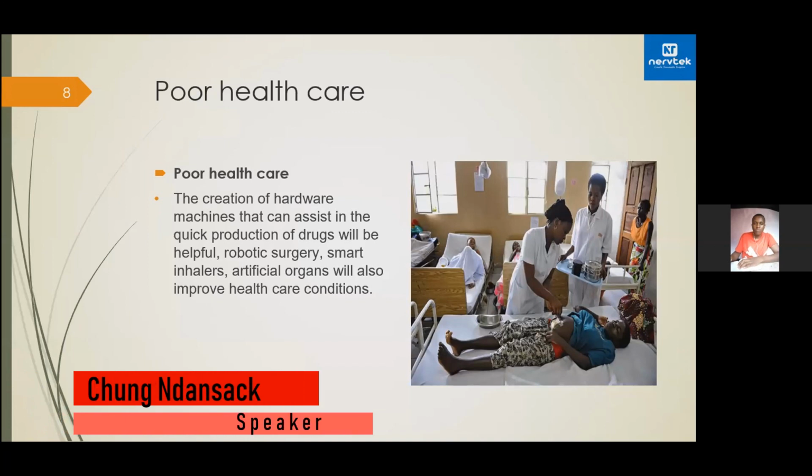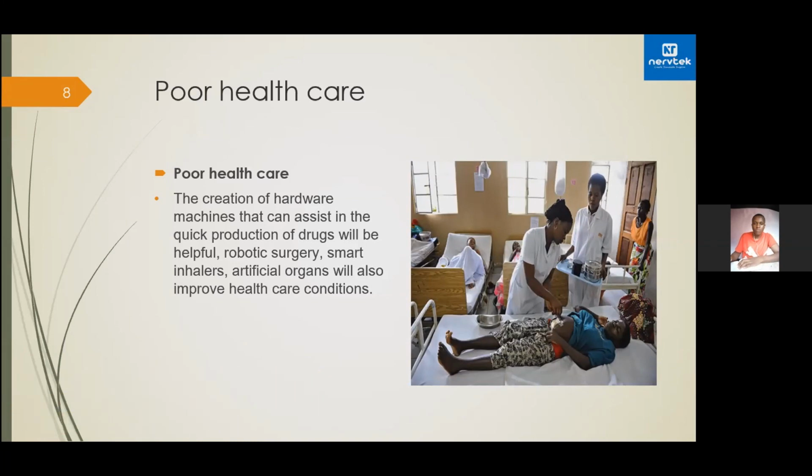People have died because of diseases that, if they had proper healthcare at their disposal, they could have survived. Mainly, the majority of drugs that are even consumed in Africa are produced abroad. These drugs, we can also produce them.